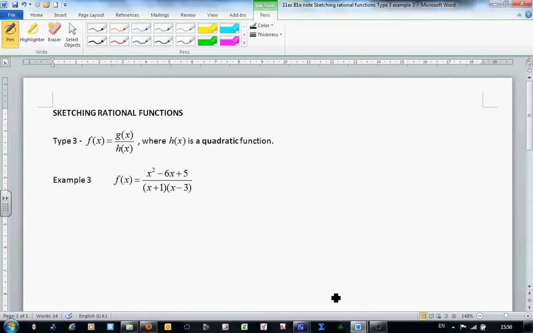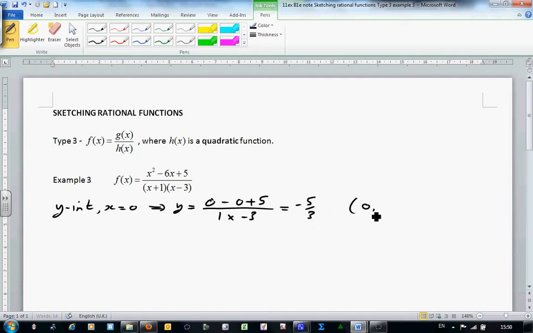Okay, in this demonstration we were looking again at a type 3 function, and we sketched a quadratic divided by a quadratic. And what we can see straight away is, let's find out the y-intercept. This is when x equals 0, so it implies that y equals 0 squared minus 6 times 0 plus 5, all over 0 plus 1, which is 1, times 0 minus 3, which is minus 3, so negative 5 over 3. So the y-intercept is at the coordinates 0, minus 5 over 3.